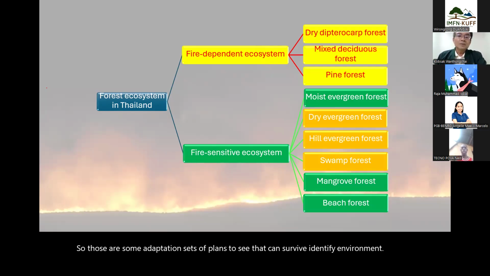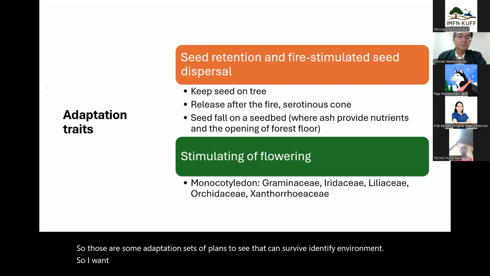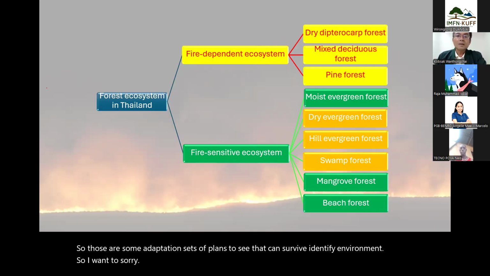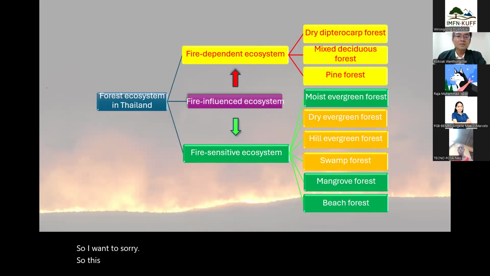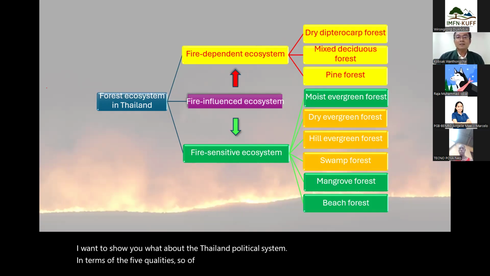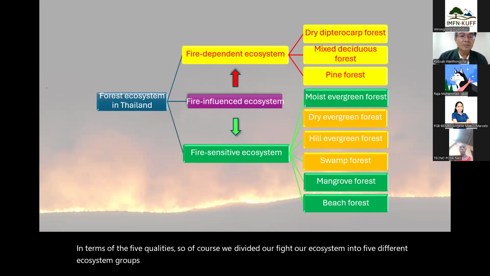I want to show you the Thailand forest ecosystem in terms of fire ecology. We divide our ecosystems into five fire-dependent ecosystem groups and five fire-sensitive ecosystem groups.